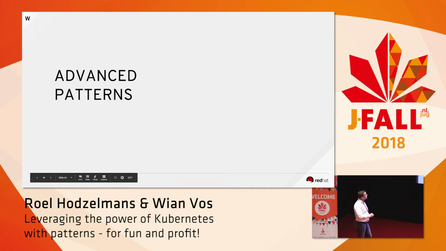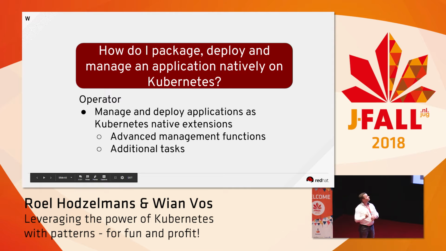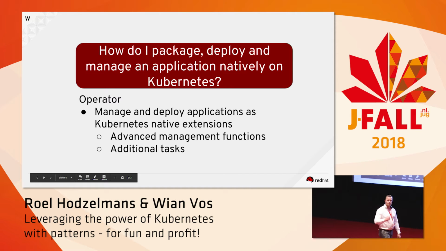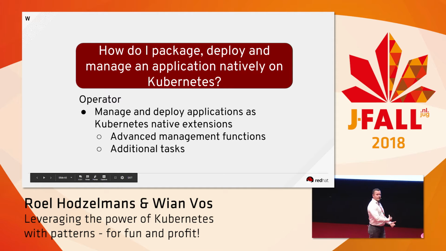Advanced patterns. So, how do I package, deploy, and manage an application natively on Kubernetes? So how can I get Kubernetes to specifically manage my application as being part of its own system? Well, you use an operator. Anybody heard about Kubernetes operators? Quick show of hands. Too few. Look them up. Anybody ever written one? No. No? Yes? No? All right, so what does this do?